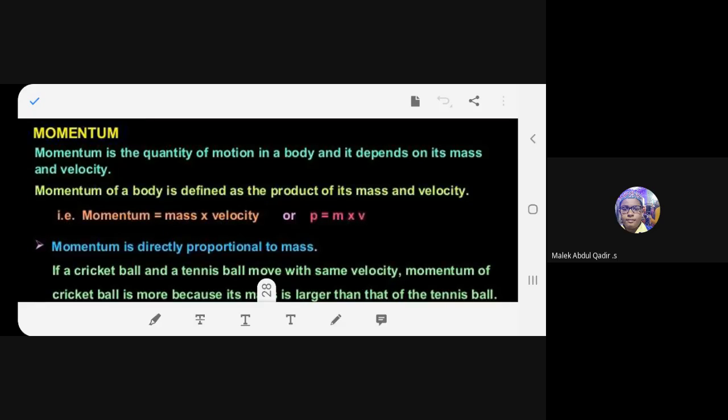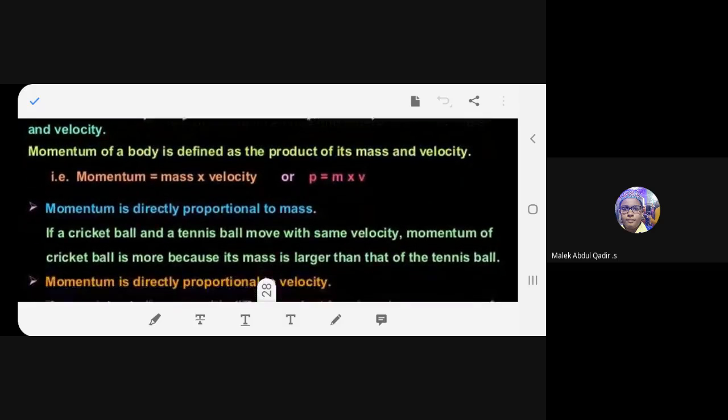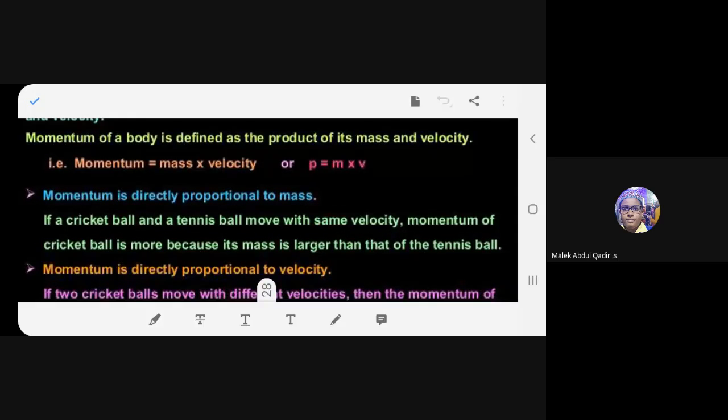Momentum is the quantity of motion in a body and it depends on its mass and velocity. We agree? Okay. Second. Momentum of a body is defined as the product of its mass and velocity. That is, momentum is equal to mass into velocity, or P is equal to m into v. This also we agree?